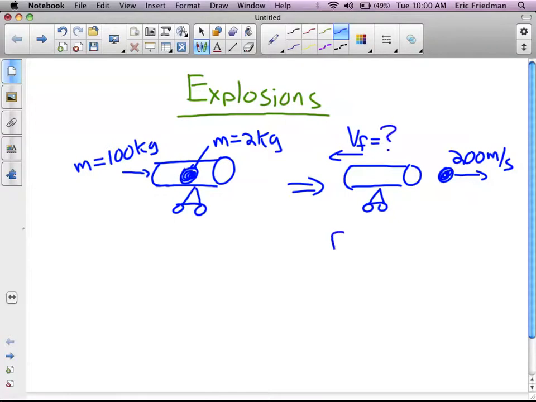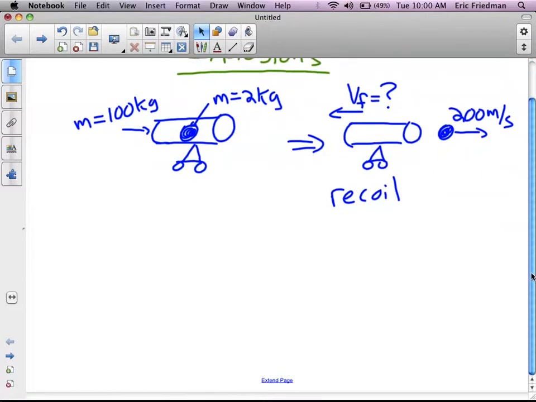And we call that a recoil, a recoil speed or a recoil velocity. What's the speed of the cannon going back? Well, we're going to do the same thing here as we always do. We're going to start out with initial momentum and final momentum and set them equal to each other. And it's going to be a little bit easier to do.